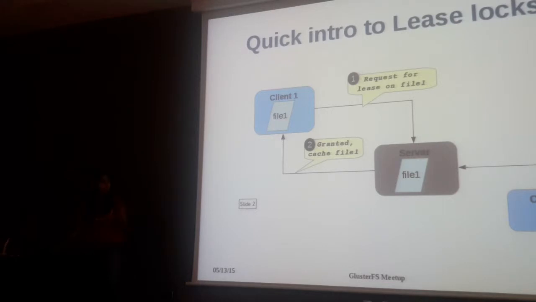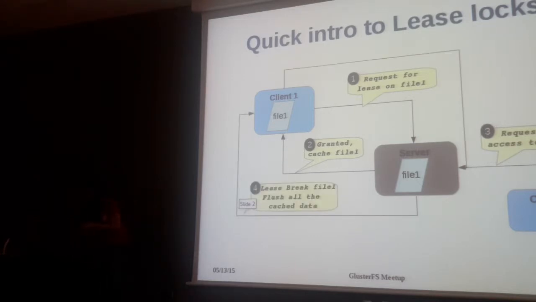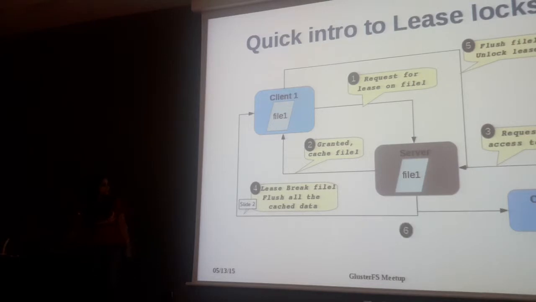Let's say client 2 comes in and requests access to file 1, the same file. Then the server would send a lease break to the first client, asking it to flush all its cached data. Client 1 will send an acknowledgement, flush all its contents of file 1 to the server, and then unlock the lease. Only then will client 2 be granted access to file 1.